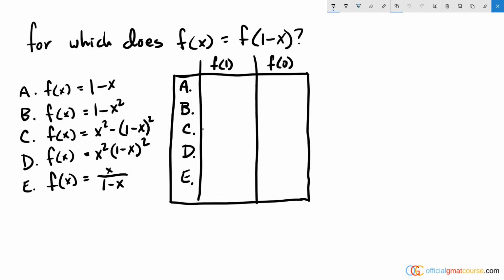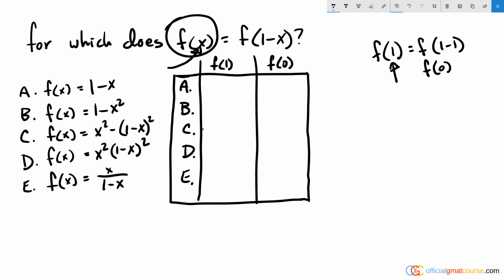Which of the following does f of x equal f of 1 minus x? So this is essentially saying, hypothetically, for which of the following does f of 1 equal f of 1 minus 1, which is equivalent to f of 0? Basically, what you're doing is you're taking the inside of the parentheses, and because we're defining that as x in our template of the function here, you're going to use that in place of x wherever x appears in your formulas that you're asked to use for each function.